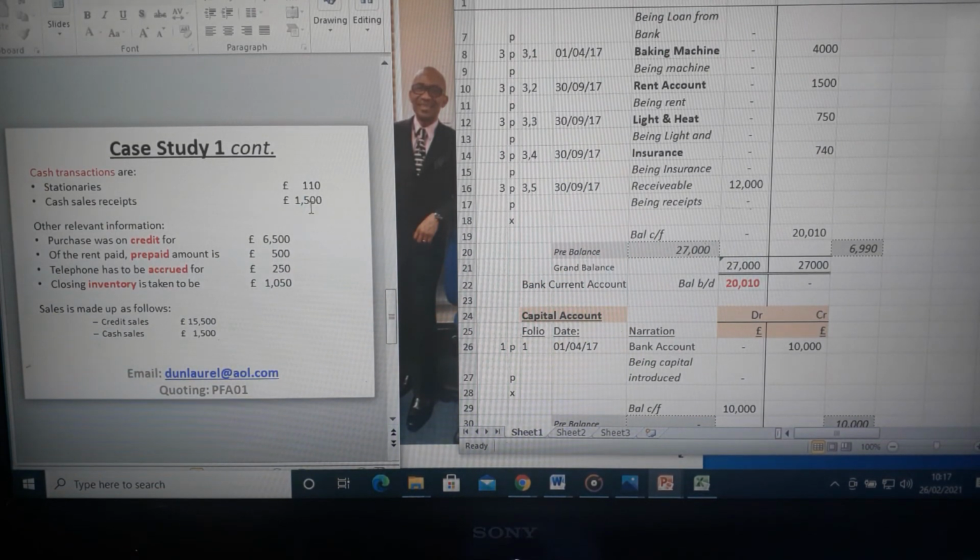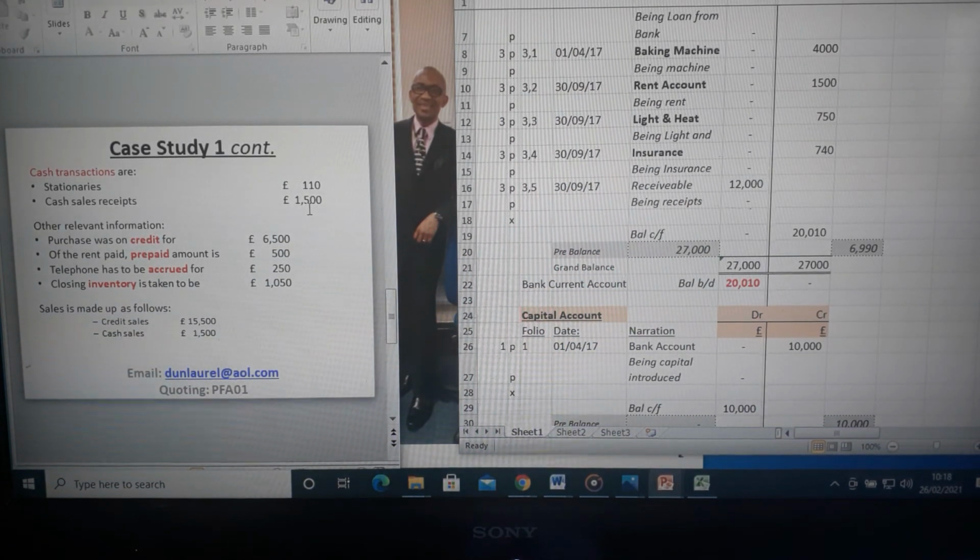The cash sales receipt again, I have not opened the cash account, neither have I opened the sales account. So the entry here is to debit the cash account with 1,500 for receiving the money from sales, and you credit the sales account 1,500 for giving us the opportunity to earn that money.